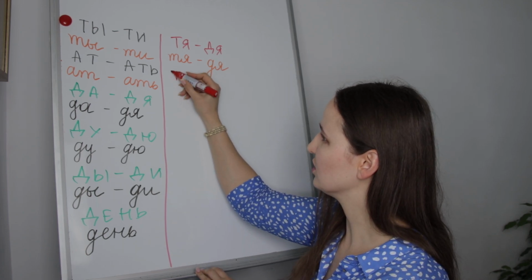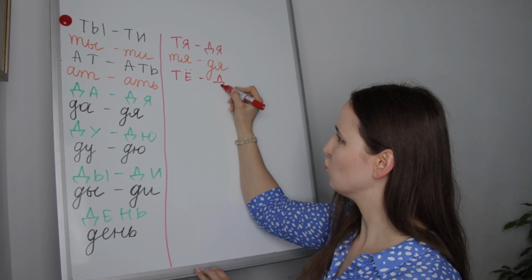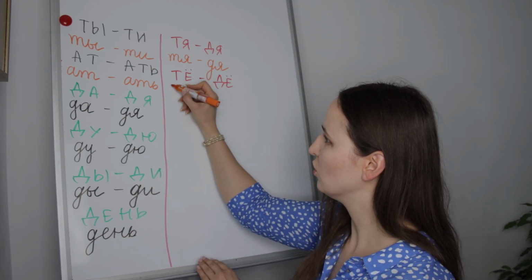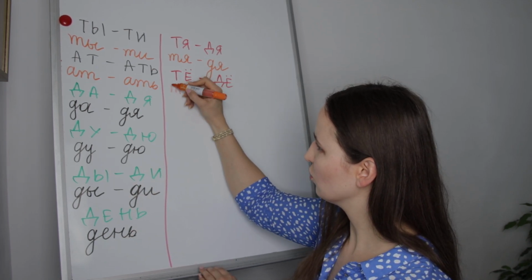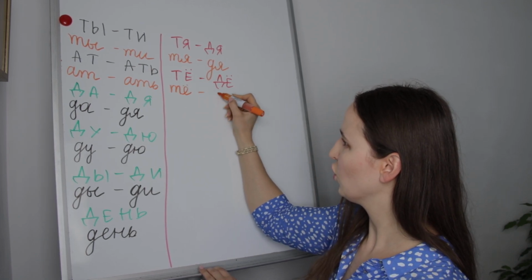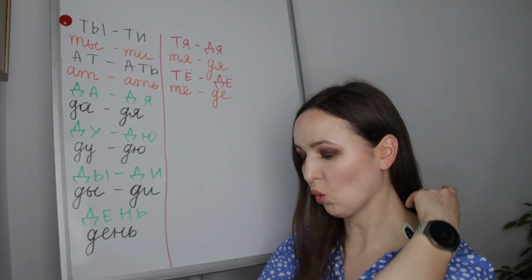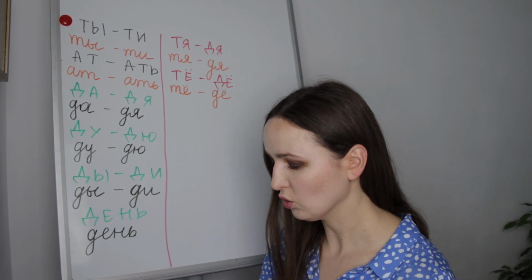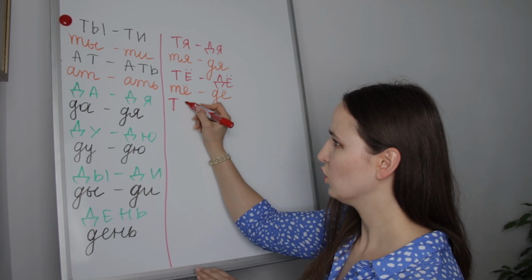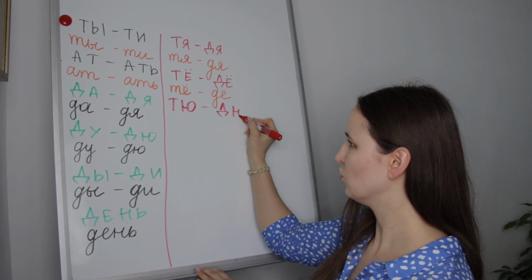This one can be challenging for some people. Чо, дё. Чо, что происходит? What's happening? Чо, дё. Чо, дё. Чу, дю.